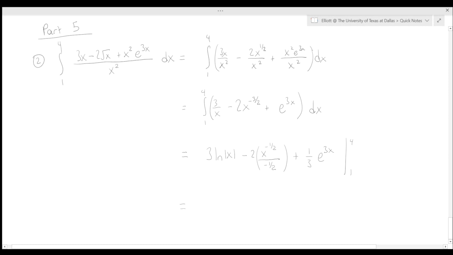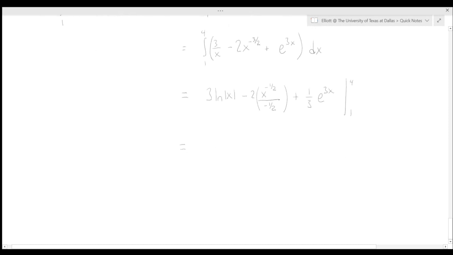All right. This was a definite integral, so once you get all the antiderivatives, now you want to plug in your bounds and then subtract. So first plug in 4 for x. So we'll get 3 natural log of 4. Over here, let's simplify this first. So dividing by negative 1/2, you can multiply by the reciprocal. So you'd multiply by negative 2 over 1. So that'll become plus 4 if you do that. So I'll write it as plus 4 x to the minus 1/2.